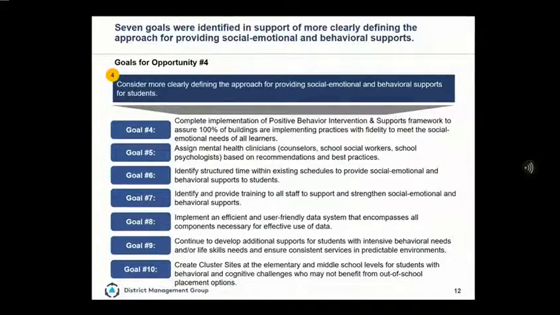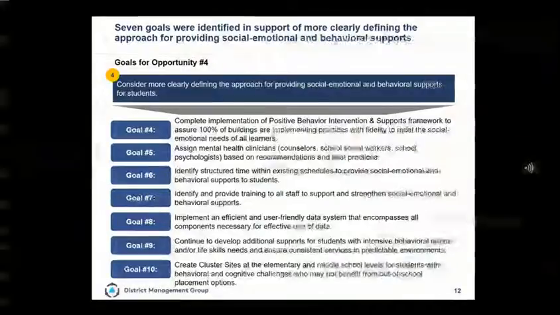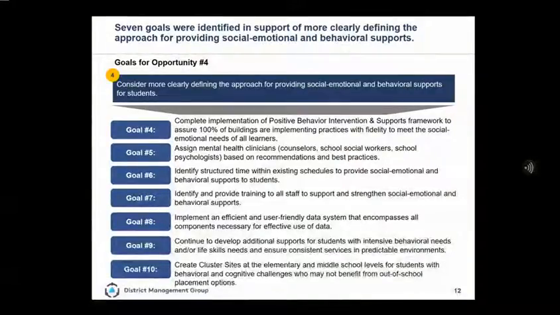Additional supports for students with those intensive needs and the skills that they need to have to ensure consistent services in predictable environments. That's a huge way of saying we keep having more intensity, more complexity around student needs, and how do we equip people to do the work that meets those needs in our school environments. Might have to do with space, might have to do with levels of expertise, or how we have staff trained maybe additionally to meet the needs of students.